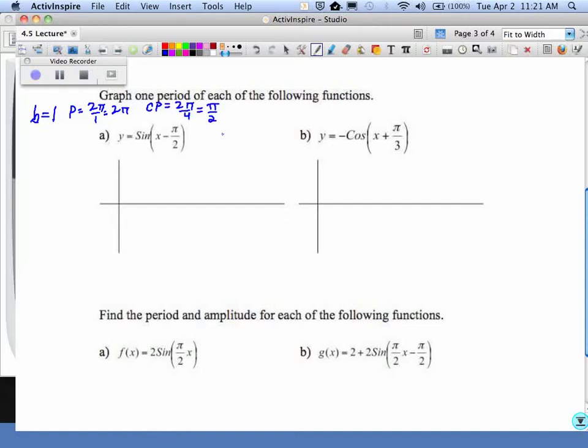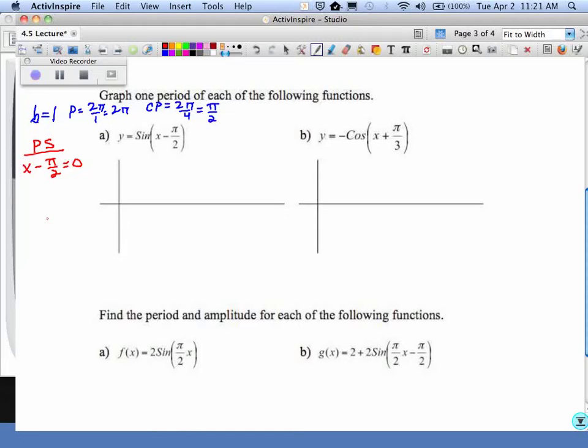What's the one thing we're changing in this problem? C. So off to the side, I want you to pull that information out. Let's just go like this. PS stands for phase shift. What kind of phase shift are we doing? You take all the stuff inside the parentheses and you set it equal to 0.